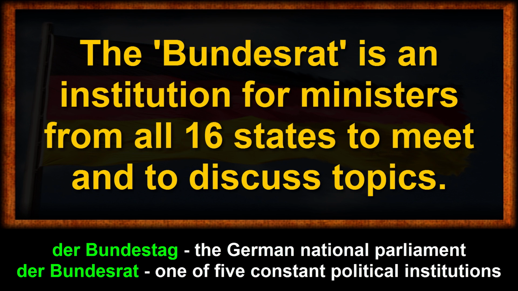Another example is der Bundesrat, which is an important political institution next to the Bundestag, our parliament. It's actually meant to be a place for all the ministers of the 16 states to come together in order to discuss laws and general matters of the Federation and the EU.